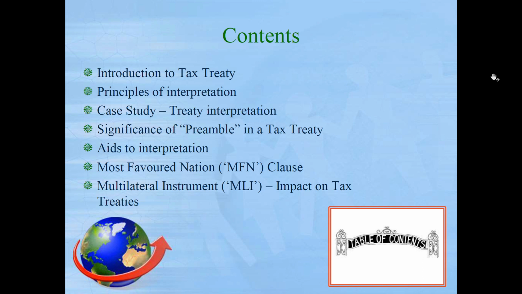Good morning, all. Today's topic is understanding and interpreting a tax treaty. The contents will include the introduction to a tax treaty, the principles of interpretation in the domestic law as well as the tax treaty, two or three interesting case studies, significance of the preamble in a tax treaty, aids to interpretation, most favored nation clause, and multilateral instrument. We'll be covering the first 3 topics today, and the remaining 4 topics will be covered in the upcoming session.